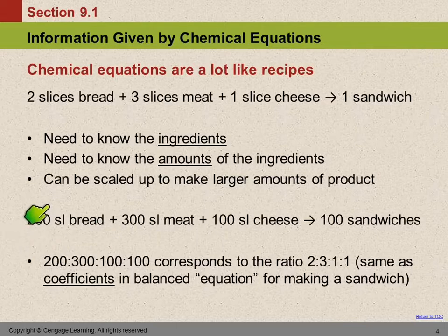So these coefficients, 200 to 300 to 100 to 100, correspond to the ratio 2 to 3 to 1 to 1, the same as the coefficients in the balanced equation, or recipe for the sandwich. So we're just multiplying all of those coefficients by the same number, whatever number we want it to be, and it's still balanced, right? If you're going to double a recipe, you double everything. If you're going to quadruple it, you quadruple everything. If the recipe is too big, you can cut it in half.